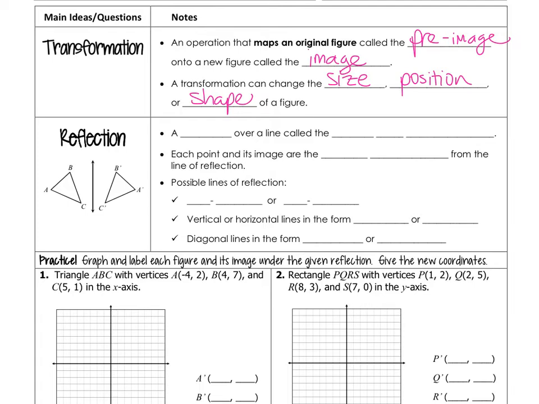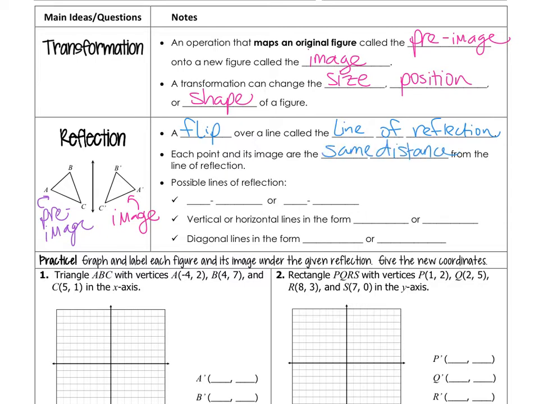All right, so for our reflection in our picture, remember we can tell if it is the pre-image or the image by the markings with these little letters. So this one on the left is our pre-image, and the one on the right is the image. For a reflection, it's a flip over a line called the line of reflection. Each point and its image are going to be the same distance from the line of reflection. A couple of possibilities of what you could reflect it over would be the x-axis or the y-axis.